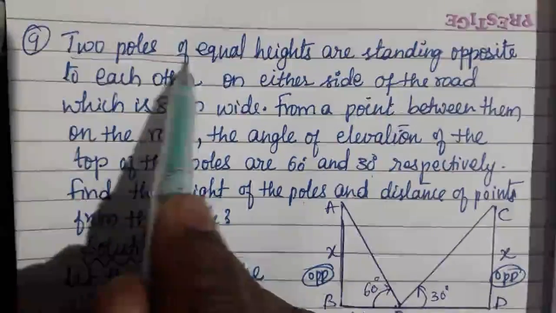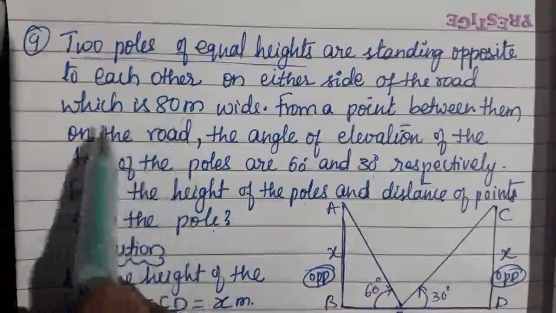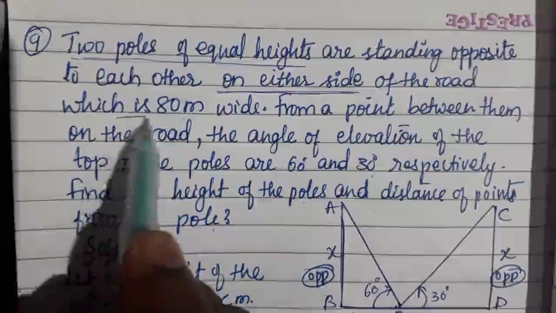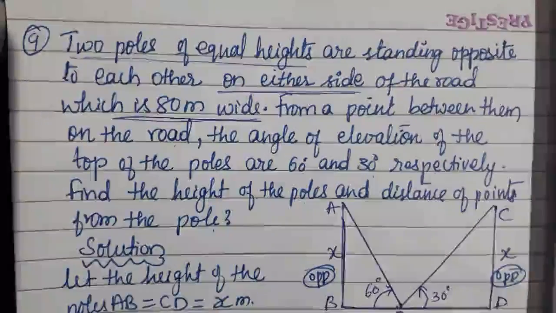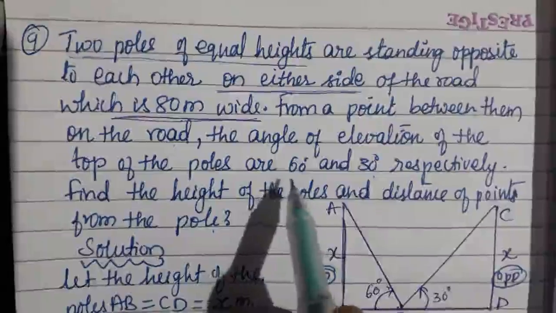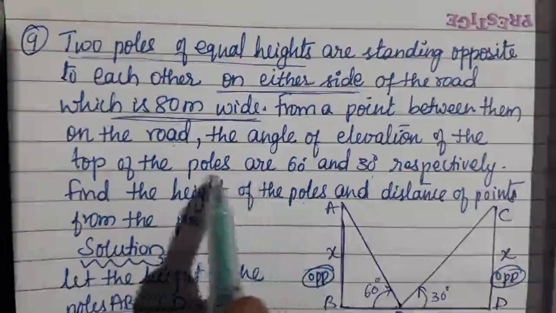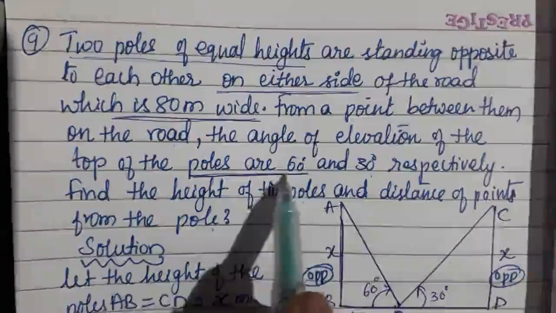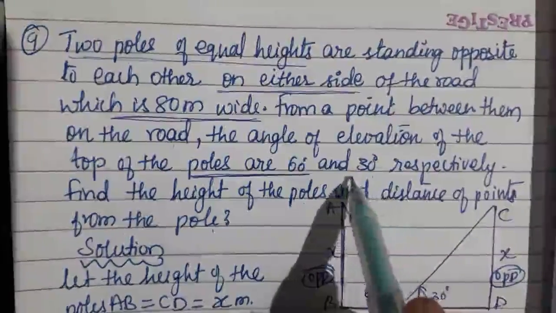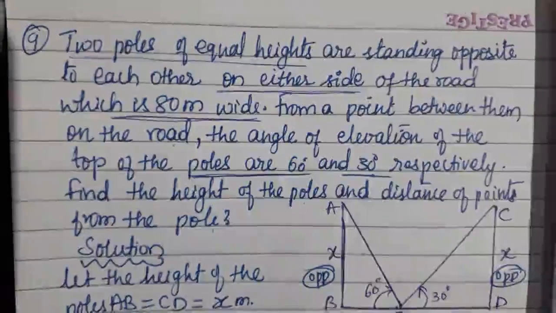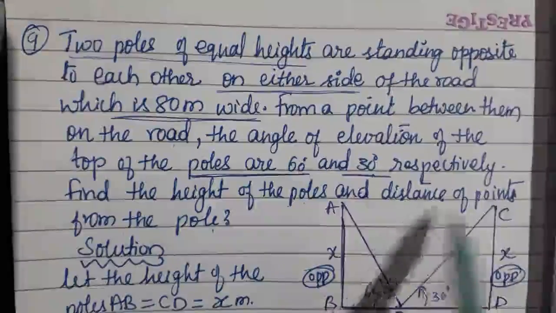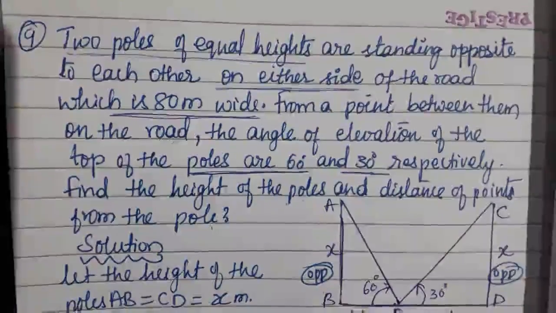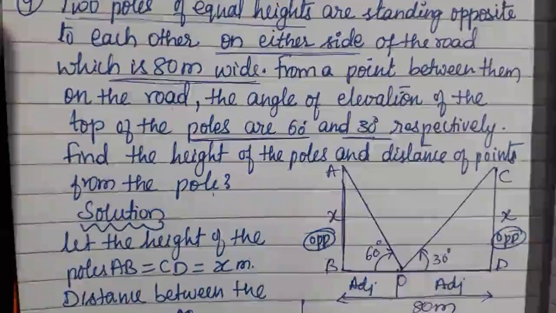So here you should notice two equal poles. They are standing on either side of the road, on opposite sides of the road, and the distance between the poles is 80 meters. And from a point on the road, the angle of elevation to the top of one pole is 60 degree, the second pole is 30 degree respectively. Now I have to find the height of the poles and distance of the point from the poles. So this story is converted into a diagram. You can notice the diagram.